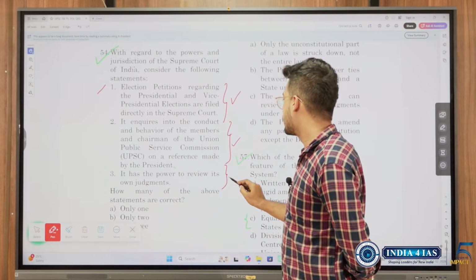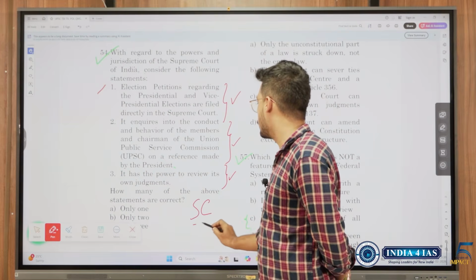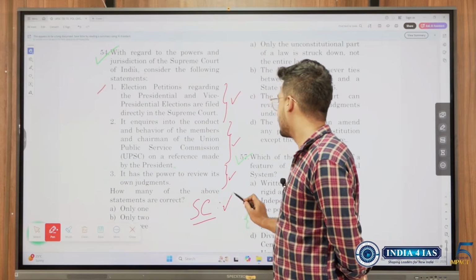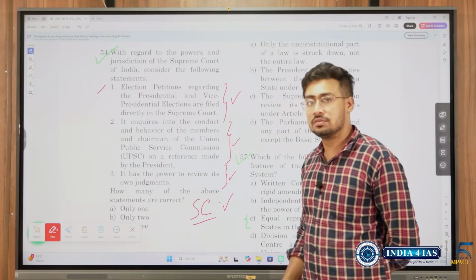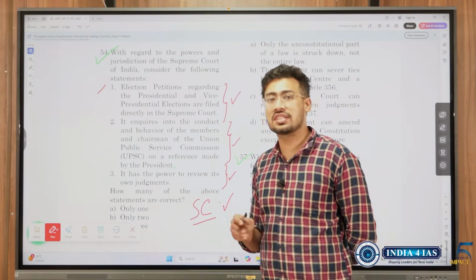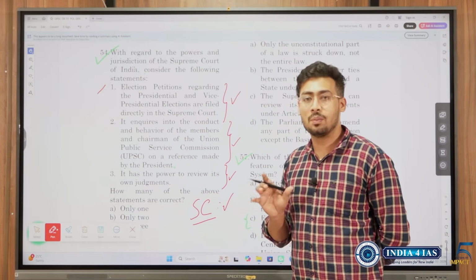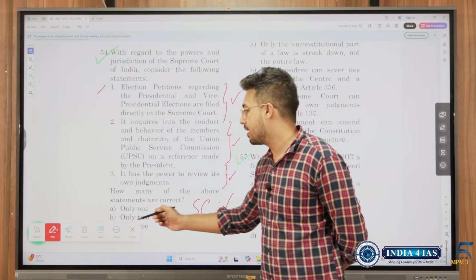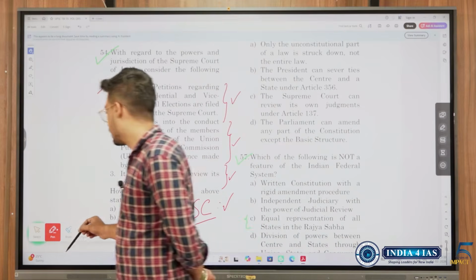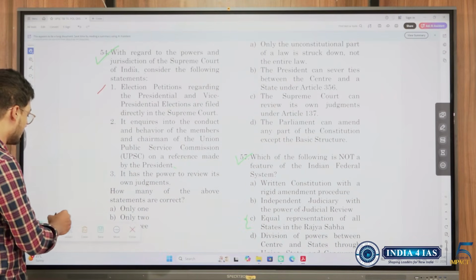It has the power to review its own judgment. The Supreme Court has a power to review its own judgment. This is correct. But does the High Court have? In normal books and test series that we study, it has been mentioned that the High Court has the power to review its own judgment. But check this in the UPSC answer key and you yourself tell me whether it is correct or wrong. Because UPSC again had come with a controversial answer key over this sentence.